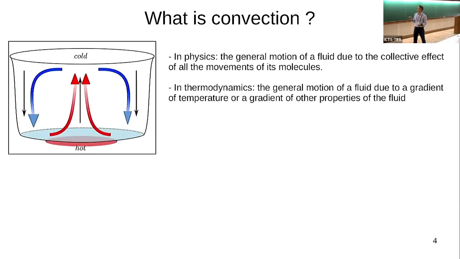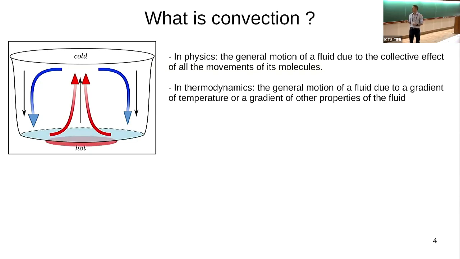So in thermodynamics, there's a more specific definition, perhaps, that it's the general motion of a fluid due to a gradient of temperature or a gradient of other properties of the fluid. So you have the idea of motion that you mentioned, and there's the gradient of some properties of the fluid. I think this is nice for us in climate science, that we can think about it as the general motion and it's related to a gradient.